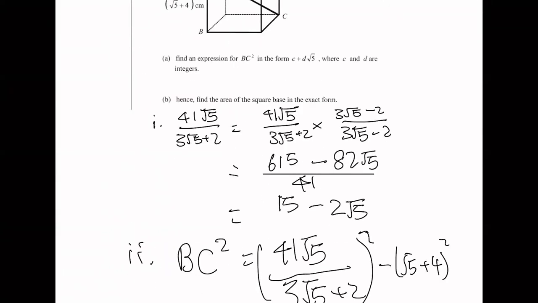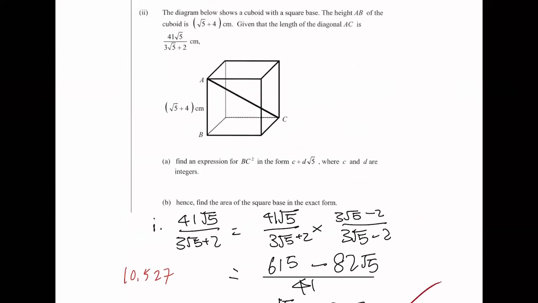So let's double check. 41 root 5 multiplied, then divide by 3 root 5 plus 2 is 10.527. Something. Okay, then the other one is 15 minus 2 root 5, which is 10.527. Okay, correct. Very good. Then next one, part 2.